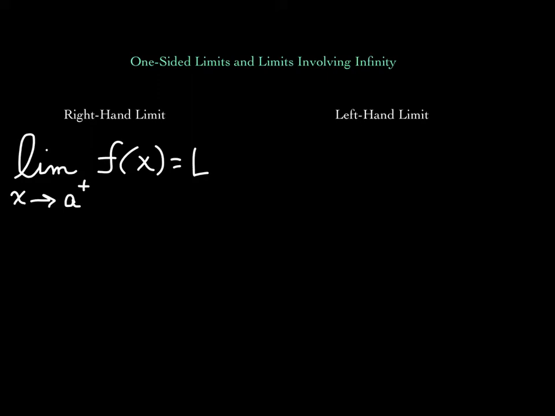Now, let's write a left-hand limit. Here we have the limit of a function f of x as x approaches a from the left is equal to some real number L. Now, it's important to note that the limits at a from the right or from the left are not affected whether the function is defined at a. Also, the rules that we presented in an earlier lesson for evaluating limits also are valid for these one-sided limits. All right, let's look at an example.